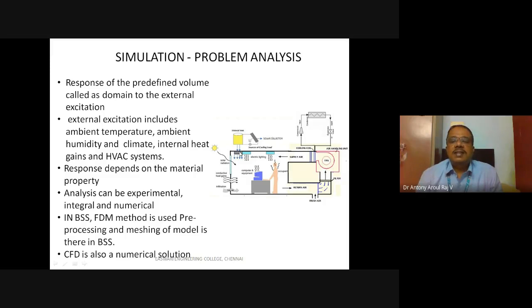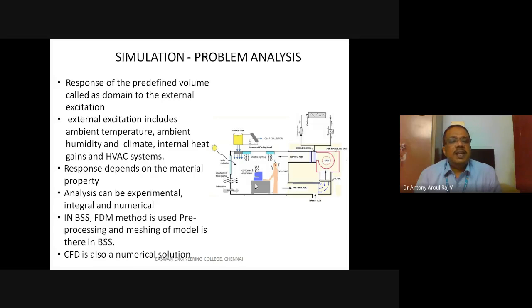So if I consider this part as the building, we are trying to find the response to the external excitation: what is the response to the external solar load, what is the infiltration load, the outdoor air pressure. So what is the response of the system? By system we mean the building. And we know that the response depends on the material. If you consider the same building with a different material, the response will be different.